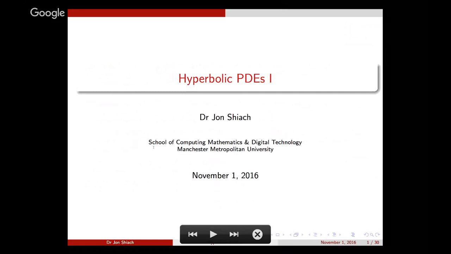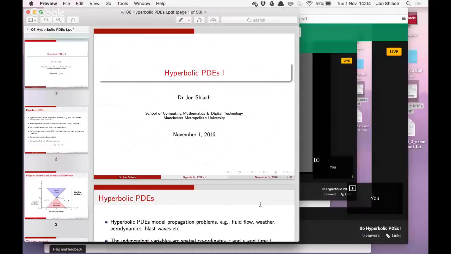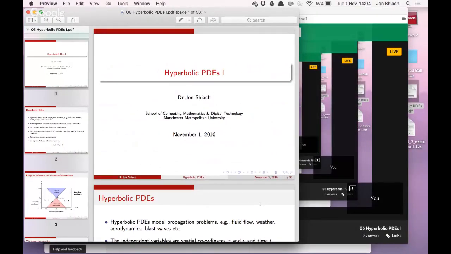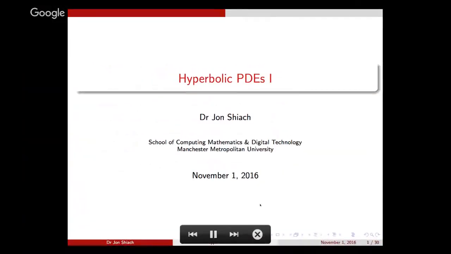They're relatively easy to solve. Because they're not changing over time, we have a steady state solution. So whatever method we use, and we looked at Jacobi, Gauss-Seidel, and SOR, we're going to get to a solution. Okay, today we're going to be looking at hyperbolic PDEs.